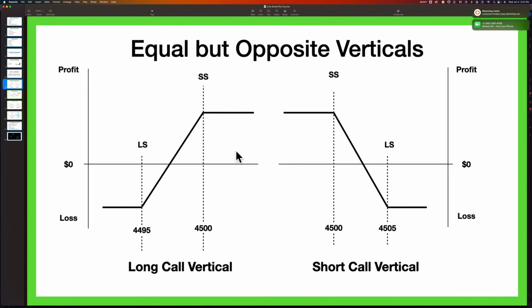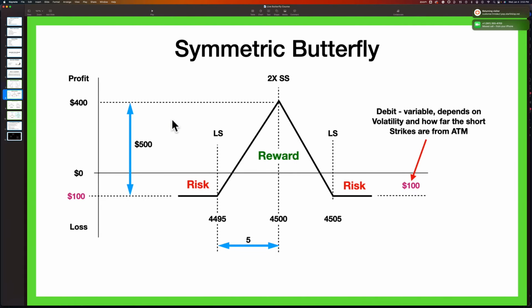All right, so this is showing how these butterflies would come together. Here you have a long call vertical on the left, and then a short call vertical. This would be a long call butterfly. Combined, it's long because it produces a debit, not a credit. When you put it together, they share the short strike. See right here, you see 4,500 and 4,500. This is just showing it apart. When it comes together, it looks like that triangle that we're all used to seeing. So when you put it together, it looks something like this.